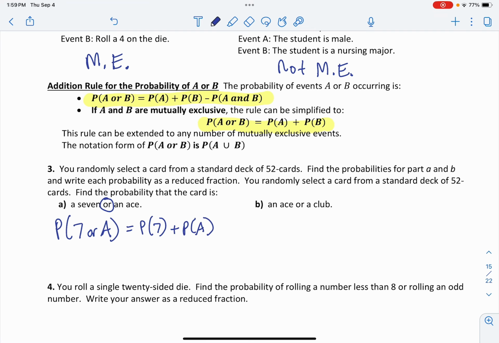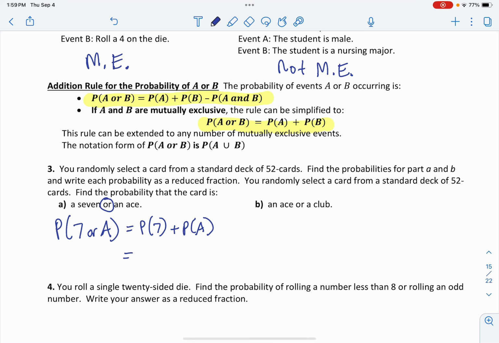And then do I need that last piece? Well, I don't need it because there's no possible way that you can get a 7 and an ace, right? A 7 and an ace are mutually exclusive. There's no card that's both a 7 and an ace. So I could stop right there. I just need to add the individual probabilities.